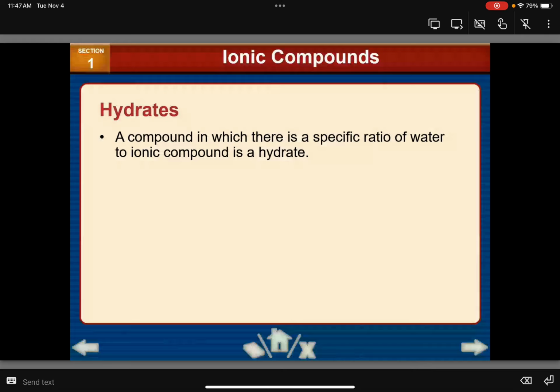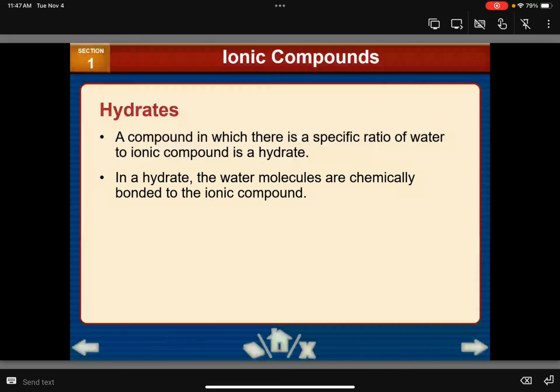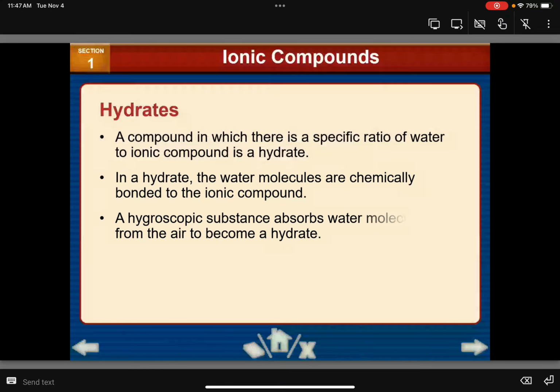I don't spend a ton of time on hydrates just because it's not something we really need to deal with in high school, but it is part of the notes, so we do go over it. So in this case, a hydrate is going to be when you have a compound that is bonded with a water molecule, and it's a specific number of water molecules, and so we call it a hydrate because that hydro is dealing with water. So hygroscopic substances will absorb water molecules from the air and become a hydrate.